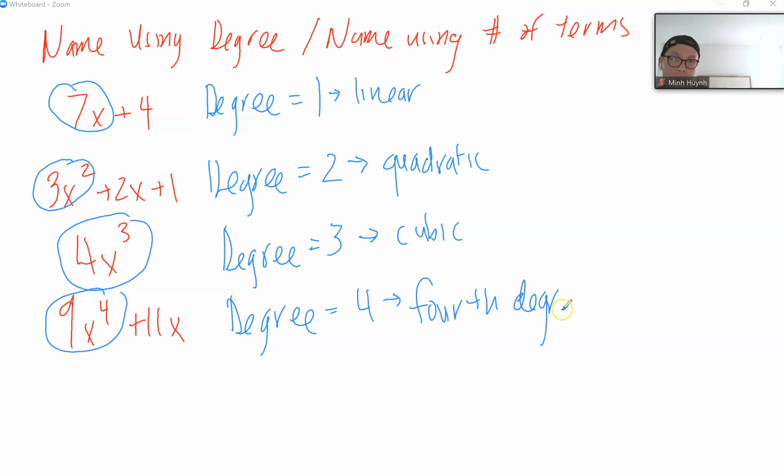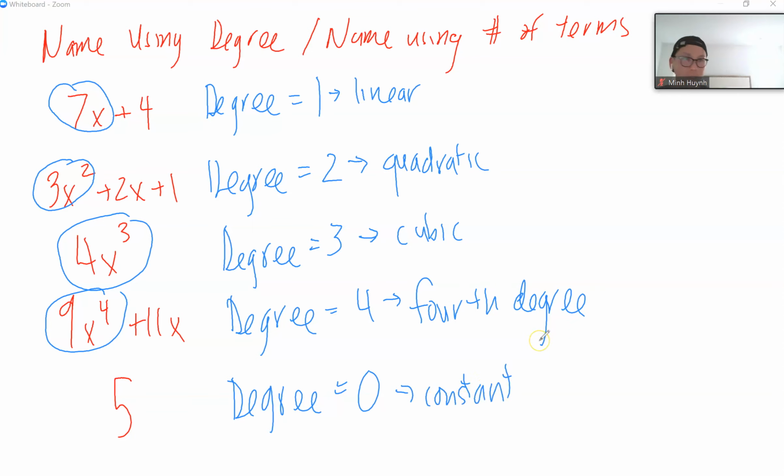What happens if you have a constant, let's say 5? Well, my degree is 0 because there are no variables in here. So therefore, it is going to be a constant. A number that stands alone is always going to be a constant. All right, so we hit naming all the equations using the degree.